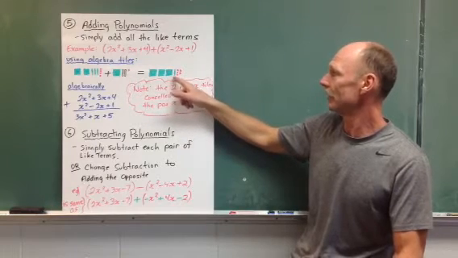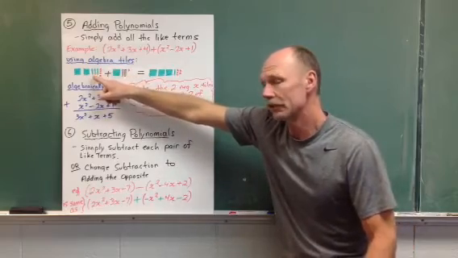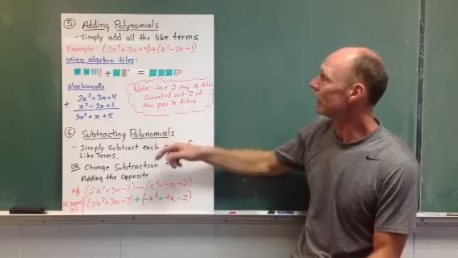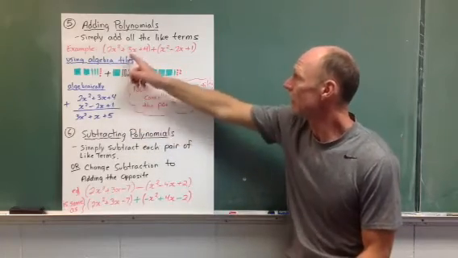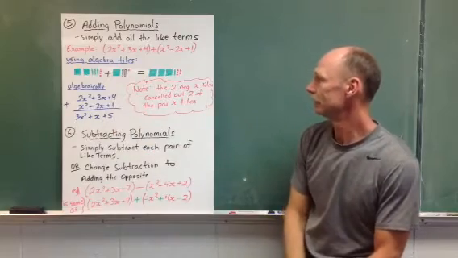3x squareds plus x plus 5. Notice that these two negative x's cancel out 2 of those positive x's, so that's why we only have 1 left. Algebraically, it would look like this. We could add them horizontally or vertically, but again, we collect the like terms only.